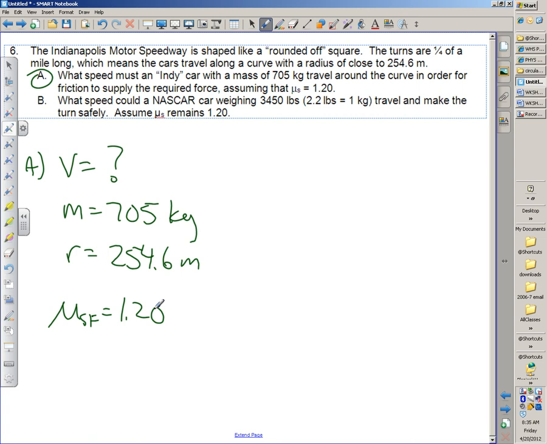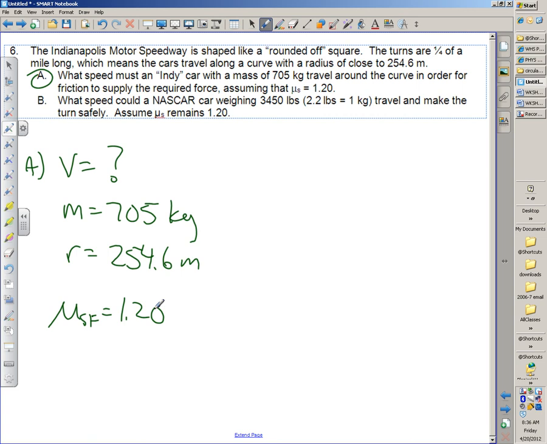So, for part A of this problem, there's the information that we have. From this point, it's exactly the same problem as number 1. The picture's the same. What you need to do to get there is the same.